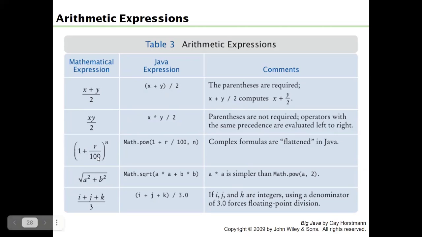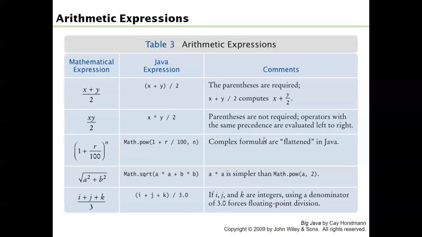Here's one that's a little bit complicated. You have this whole equation that gets raised to a power of n. You're going to have to do the equation first. So you say 1 plus r divided by 100. It's clear that we want to divide r by 100 before we add it to 1, so that's going to happen first. Notice there's no parentheses, but it's going to do that first. Then it's going to add the 1, and then it's going to raise it to the power of n.